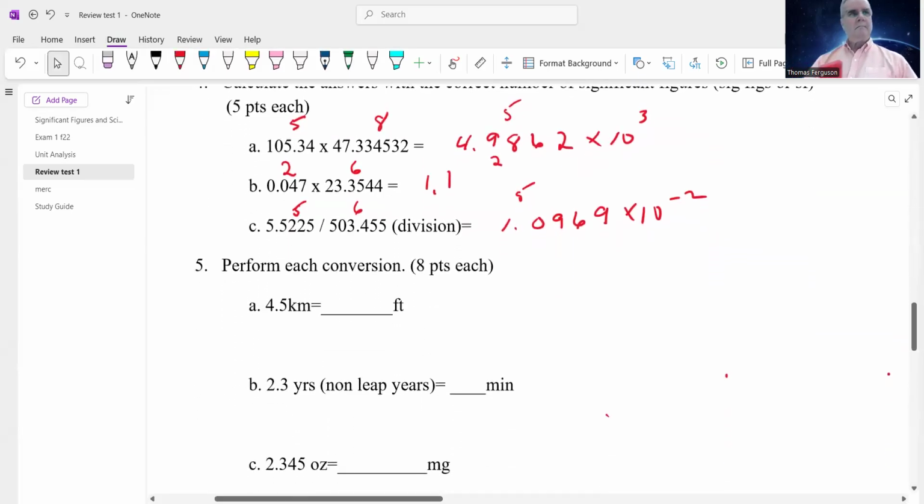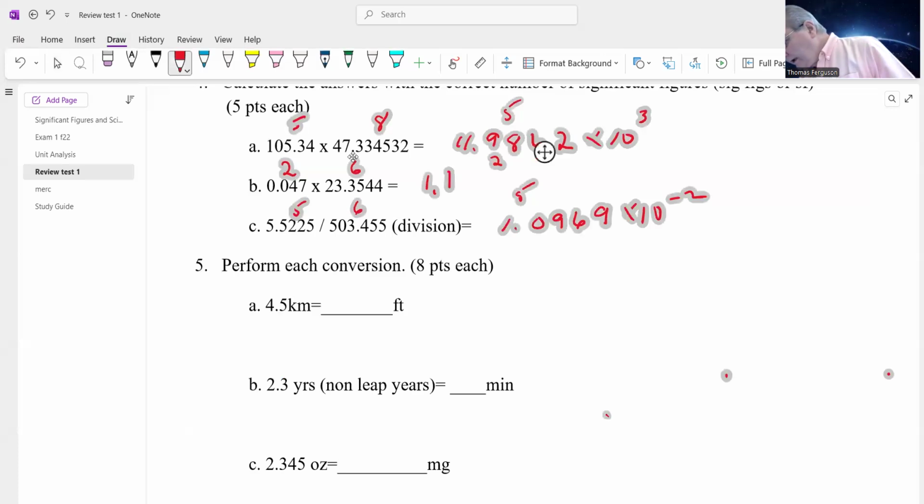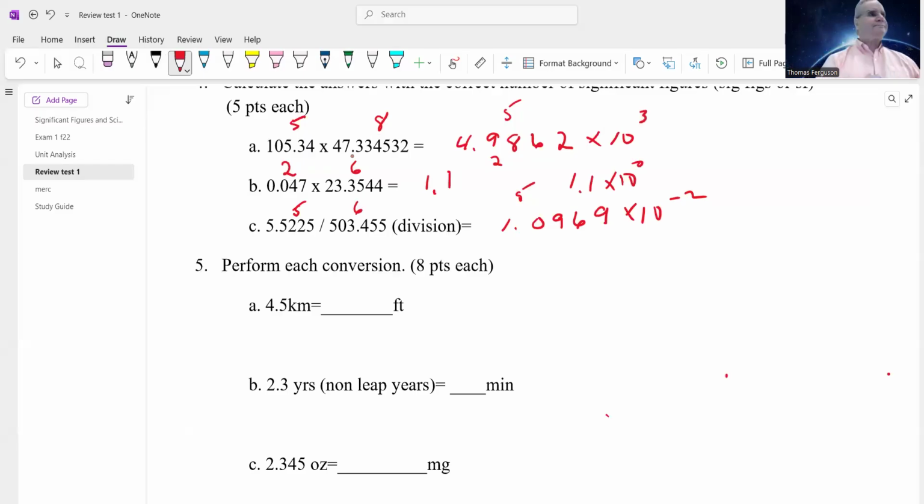The answer review is just one problem. For those of you who really like scientific notation, the other way to write this would be 1.1 times 10 to the 0, which is more awkward than 1.1, so I would recommend leaving it at 1.1.